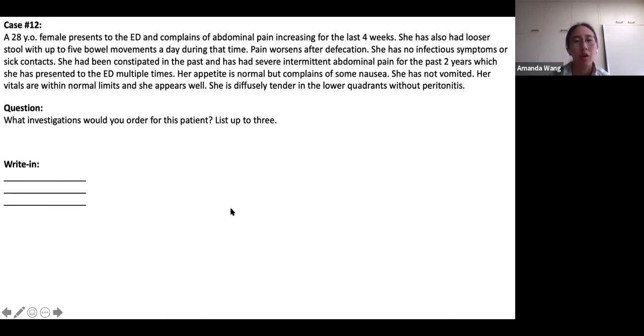So you're thinking more along the IBS picture, but this is an important question that comes up on the test, not necessarily in this fashion, about things that you cannot miss. And the answer is the beta, because this is something that you don't want to miss. So what investigations would you order for this patient? The beta is the one that's going to be on there.